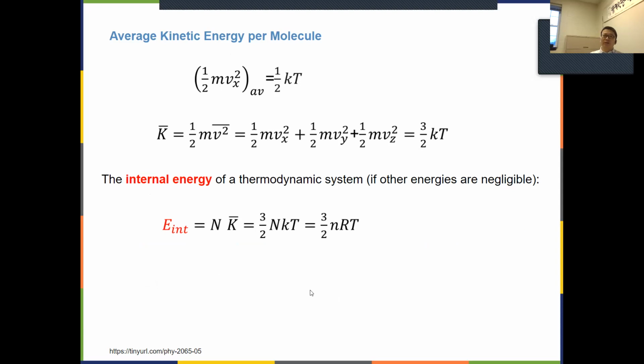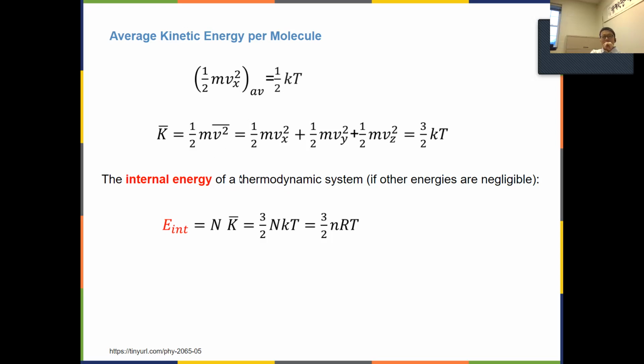So the kinetic energy of a molecule in all three dimensions combined should be the sum of the energy in the three dimensions. Each dimension has 1/2 kT, so the three dimensions combined add up to 3/2 kT. So K average equals 3/2 kT. Okay, K with the bar means average kinetic energy.